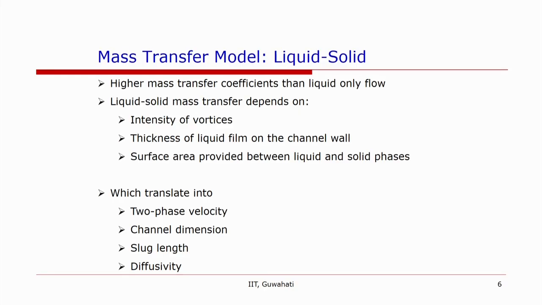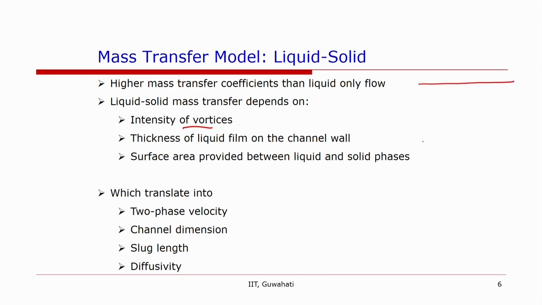Now the other region which we need to consider is mass transfer in the liquid-solid region, where the liquid in the slug as well as liquid in the film region may interact with the wall. So this will depend basically on the flow behavior in the liquid slug. As we know, the flow in the liquid slug has internal recirculations, which have vortices, so it will depend on the intensity of these vortices.